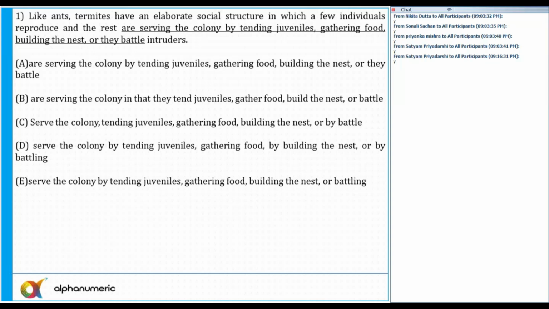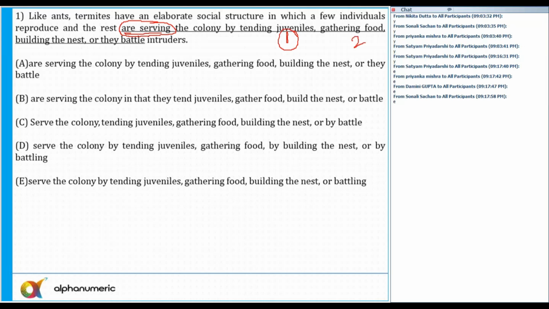The verb form is not parallel because with the first one I used simple present tense, and with the second one I cannot use the continuous tense. So are serving cannot be right. Just like few individuals reproduce and the rest serve, we need a word over here, serve. Now how do they serve? How do the rest serve? They serve the colony by, now this is a series. They do 2-3 things. Number 1, tending juveniles. Number 2, gathering food. Number 3, building the nest. And number 4, or they battle intruders.